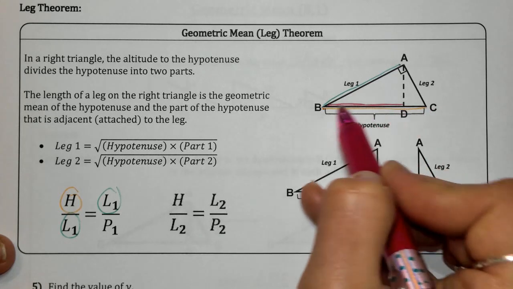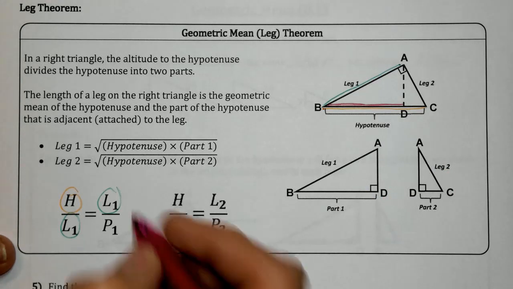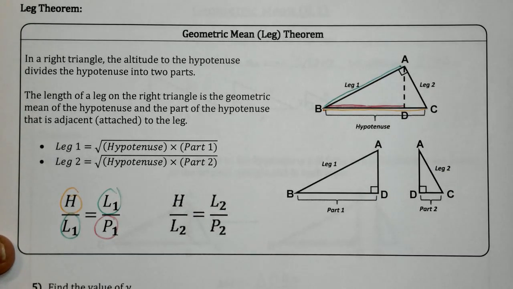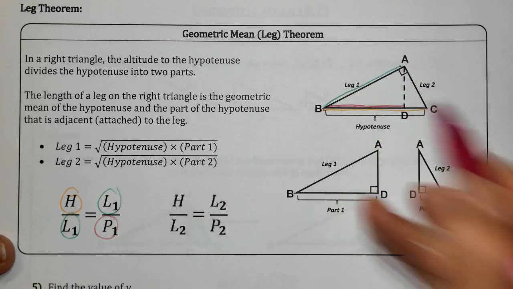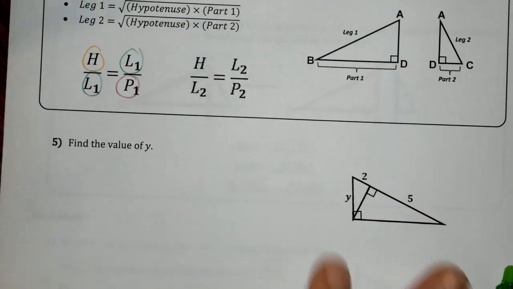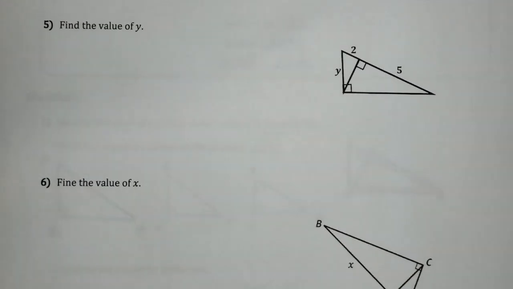Starting at C, over, up, down, just over to the altitude. And that's what that looks like. And then, of course, if you go the other direction, hypotenuse, leg, this part, you can work that out as well. So here we'll find the value of y using this method.